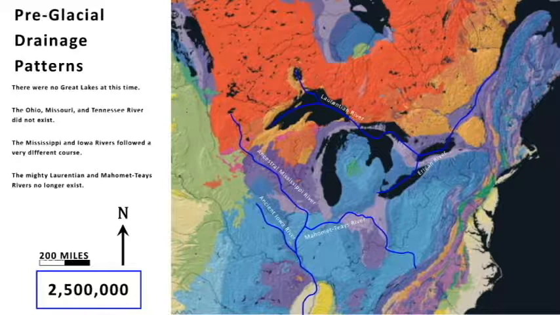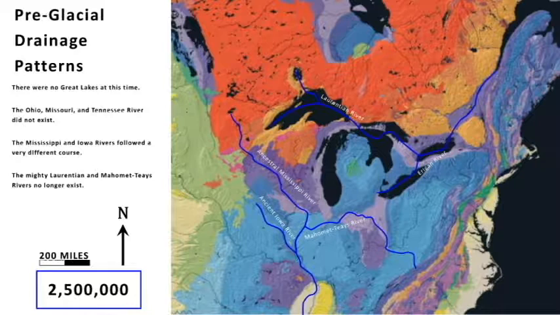There were no Great Lakes. There was no Lake Winnipeg. Hudson Bay, some people say there was, some people say there wasn't, but there's definitely no James Bay. And the Mississippi River did not follow its present course at all. Here you can see the ancient Mississippi River. And like I said, this is only the most recent ice age I'm showing. I'm only showing the Wisconsin episode. I'm not doing the Illinoisan or the pre-Illinoisan ones.